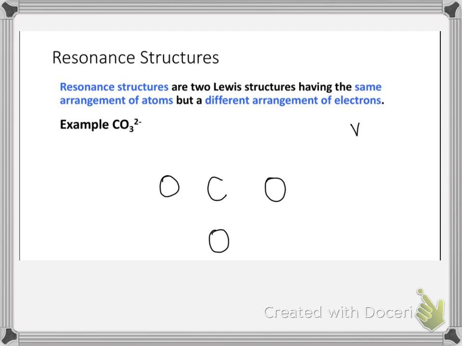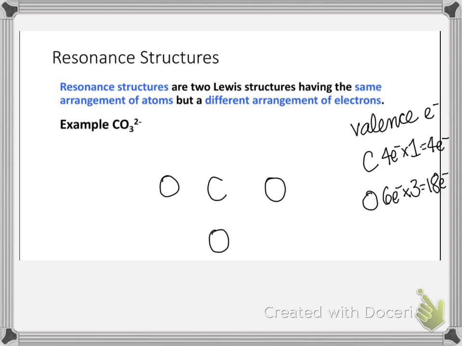And then I need to add up the valence electrons. So I have carbons and oxygens. Carbon is in 4A, so 4, there's only 1 carbon. And oxygen has 6 electrons. It's in 6A, but there are 3 of them. So add all of those in, so that's 18. So what is 18 plus 4? That's a total of 22 electrons.